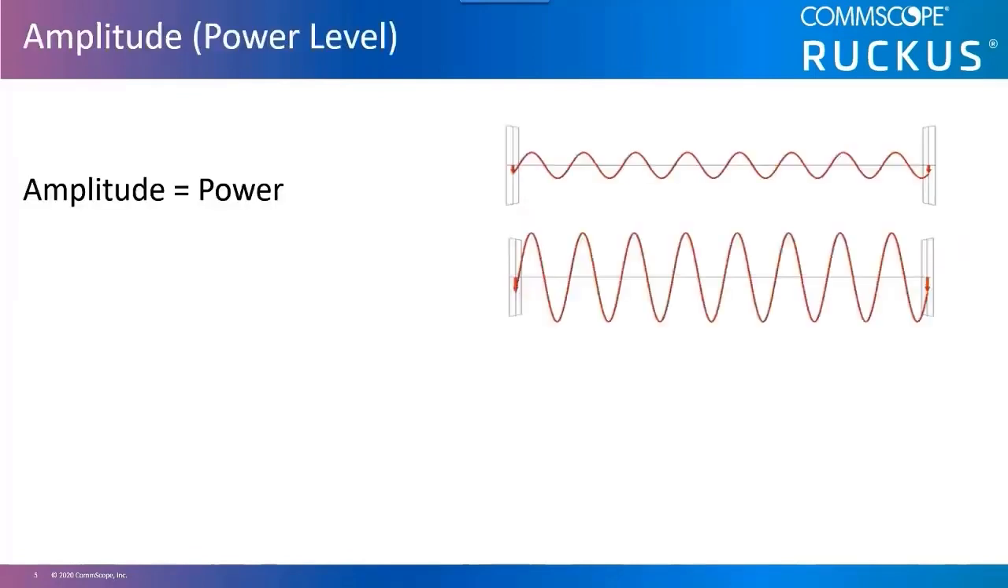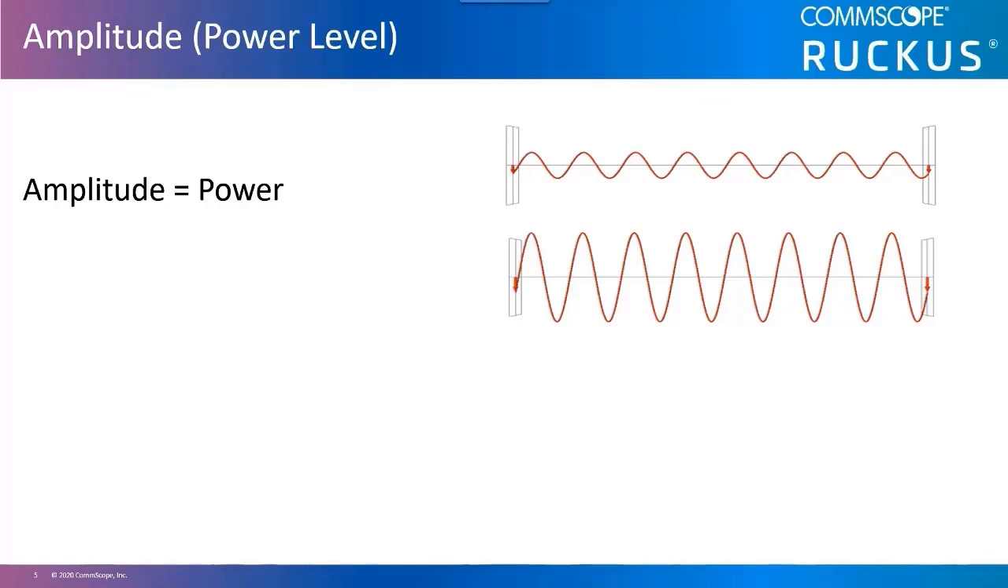Amplitude. Amplitude means power in RF discussions. Amplitude is the height, strength, or power of a wave. The higher the output power, the higher the amplitude of the wave. Amplitude can be controlled by turning the signal on and off, or by varying the signal strength of a wave.